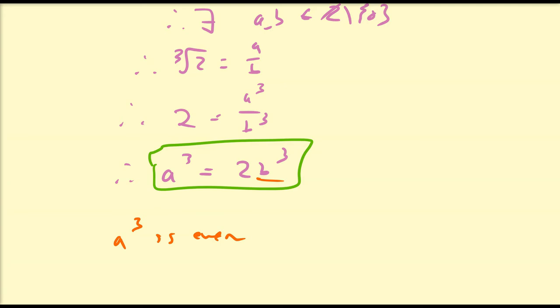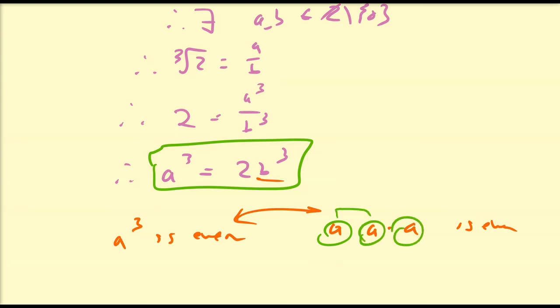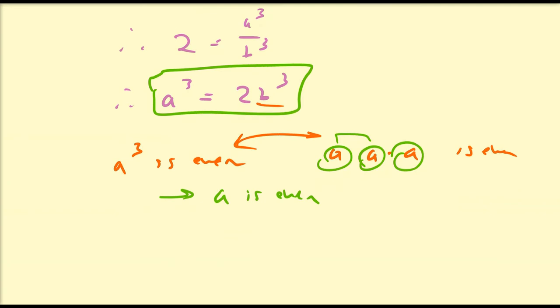So if a cubed is even, that means a times a times a is even, right? So those are equal statements. So a can either be even or odd. If a was odd, a times a would be odd. So this is going to be an odd times an odd, which would also be odd, right? But if a is even, a times a is even, and an even times an even is another even, right? So if a cubed is even, then a is even too. All right, so that's cool. So let's keep that in mind.